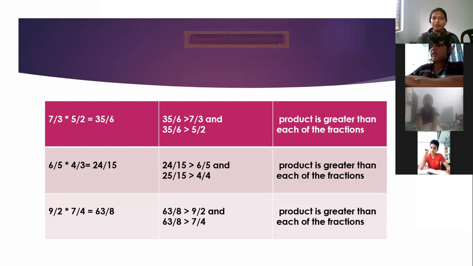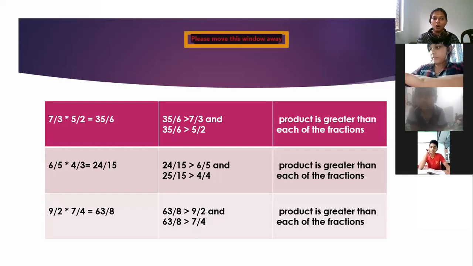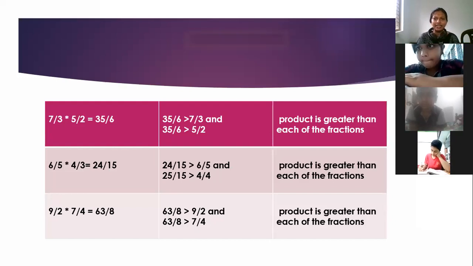We know that 5 into 6 is 30. So 35 by 6 is almost around 5.83 etc. It should be 5 point something. And we know that 7 by 3 is 2 point something, and 5 by 2 is 2.5, and 35 by 6 is 5.83 etc. So which one is the largest?